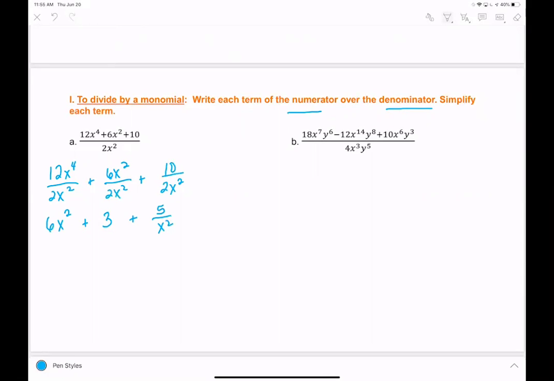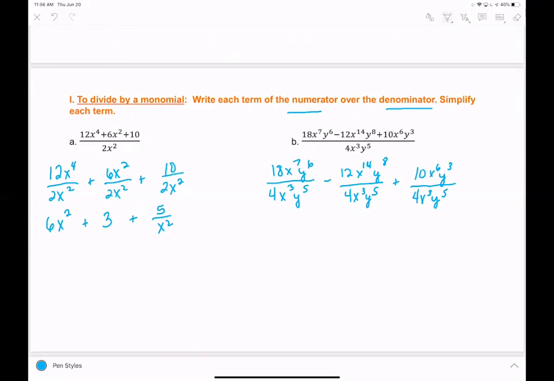For the second one, we're going to set this one up. We're going to write each term of the numerator divided by the denominator, which is a monomial again. Here in the second term, we're going to get the term divided by the monomial 4x cubed y to the 5th. And then our last term, 10x to the 6th y to the 3rd, divided by 4x to the 3rd y to the 5th.